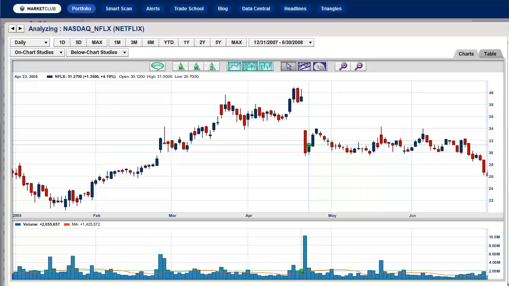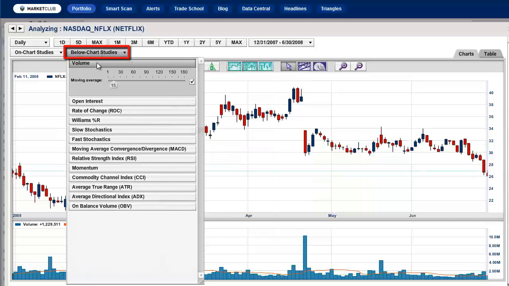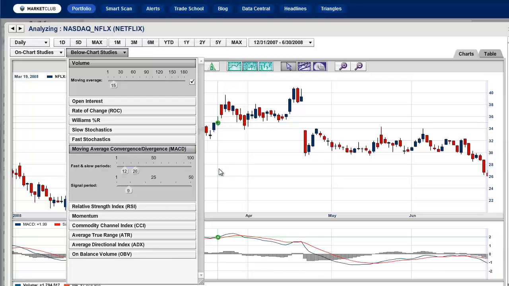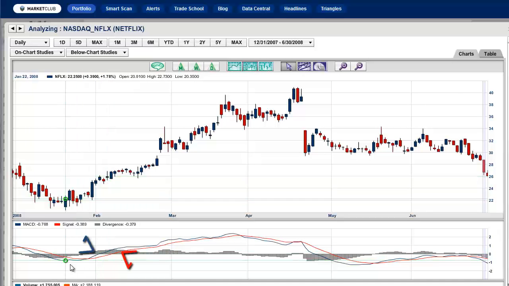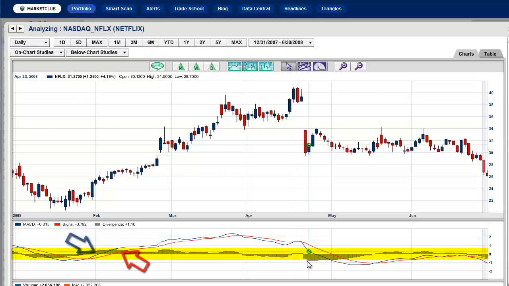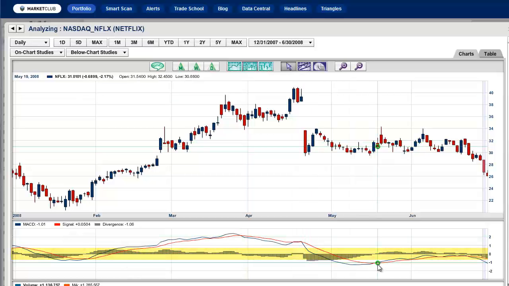So we have on the screen a daily candlestick chart of a security. And what we want to do now is to put an MACD indicator on this chart. How we do that, we simply go to our below chart studies, click once, and choose Moving Average Convergence Divergence, or MACD. You can see the MACD right here. As you can see, below the chart now we have two lines and we have a histogram. And all of these lines are important in different ways.